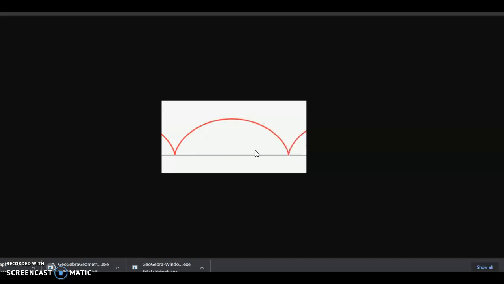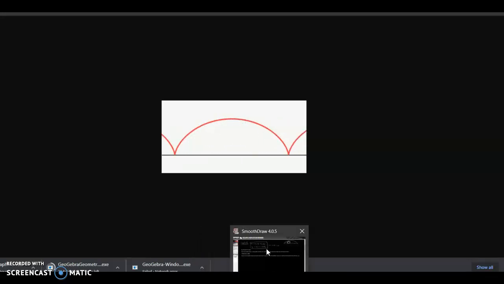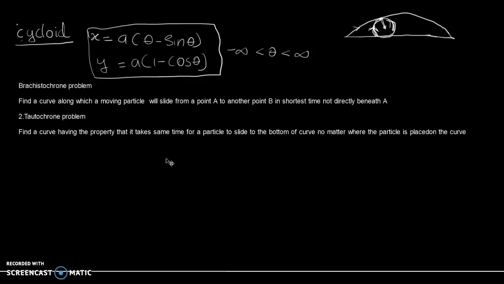So this type of curve is known as the cycloid, right? The equation for the cycloid is x is equal to a into theta minus sine theta, y equal to a into 1 minus cos theta. And this cycloid provides a solution to two famous problems. One is the brachistochrone problem and next is the tautochrone problem.